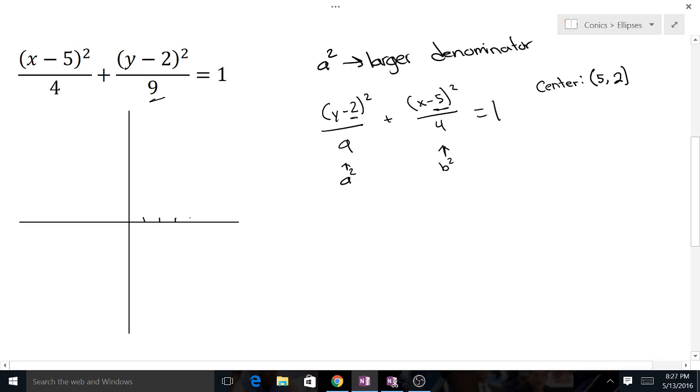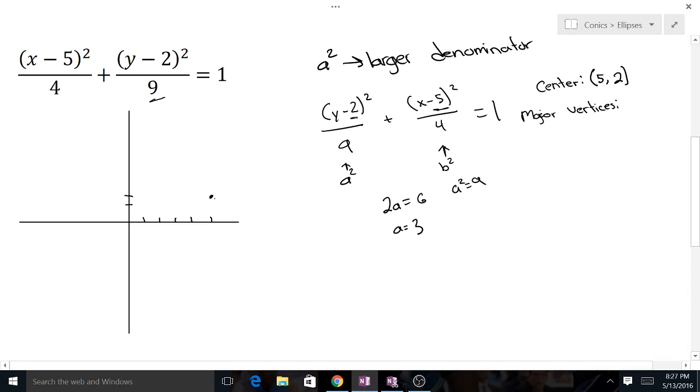1, 2, 3, 4, 5. 1, 2. So now we just need to find our vertices around that center, and we'll have a general oval shape for us to work with. So our major vertices: because the major axis is always 2a, and if the major axis is 2a, that equals 6, so a equals 3. I got that from doing a squared equals 9 and then square rooting both sides, a equals 3.